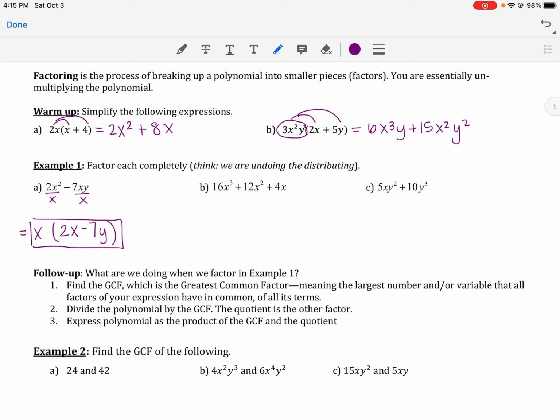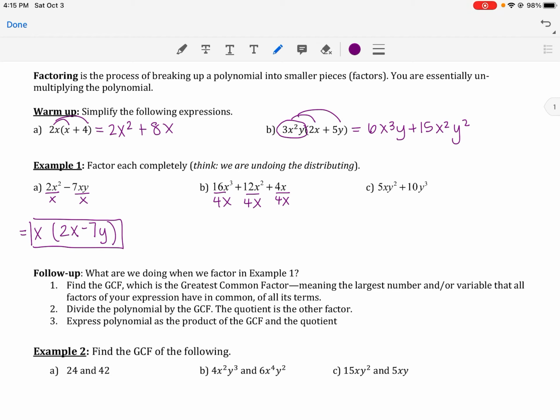Okay, let's do the same with the next one. We've got a 16x cubed, 12x squared, and a 4. You may notice that 16, 12, and 4 can all be divided by 4. And that's the biggest number because you can't take 4 and divide it by anything bigger and have it come out evenly. Okay. If you've got an x cubed, x squared, and x, they can all be divided by x as well.